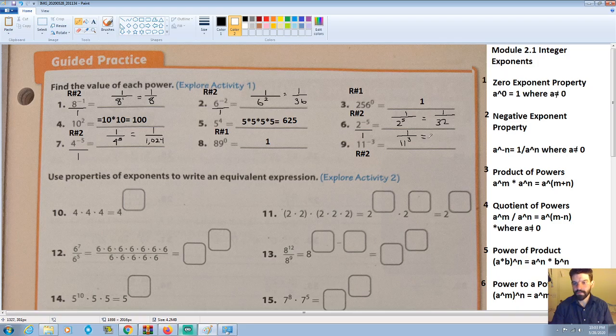So this is going to be equal to 1 over 11 cubed, which is 1,331.